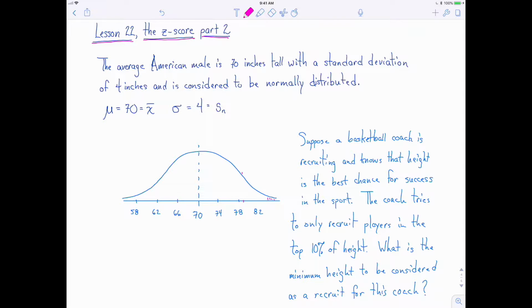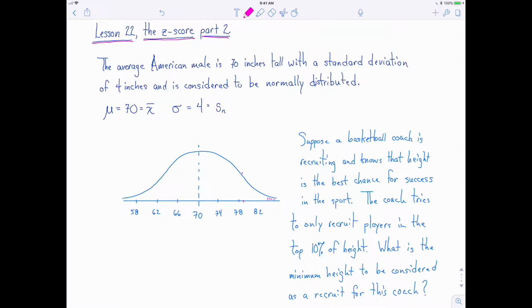And let's return to our problem. The problem was originally that the average American male is 70 inches tall with a standard deviation of 4 inches and is considered to be normally distributed. So we have a mean of 70, a standard deviation of 4, and I've drawn our standard normal curve below.